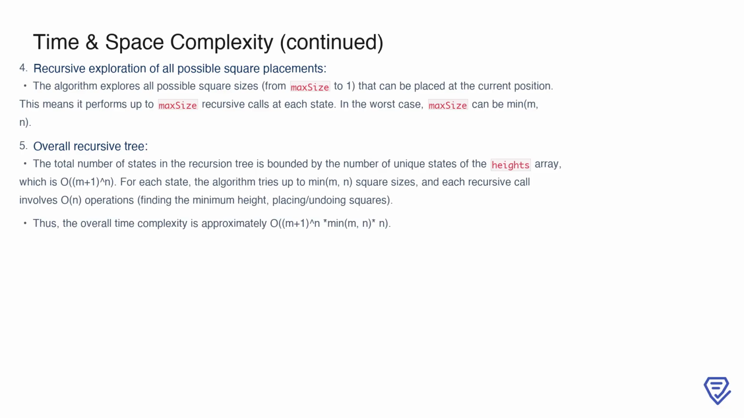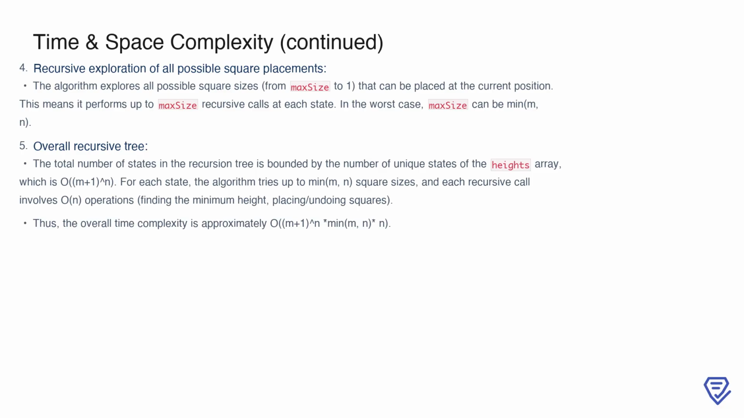The algorithm attempts to place squares of all possible sizes, starting from the largest size that fits and going down to size 1. This means that each state can have up to max size recursive calls, where max size is the smaller of m and n. The overall recursion tree is bounded by the number of unique states of the heights array. Since the heights array has n entries, and each entry can take values from 0 to m, the total number of states is O((m+1)^n).